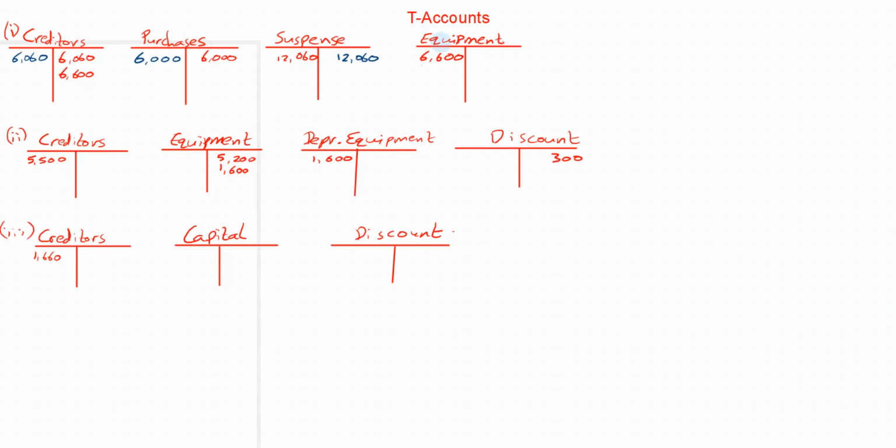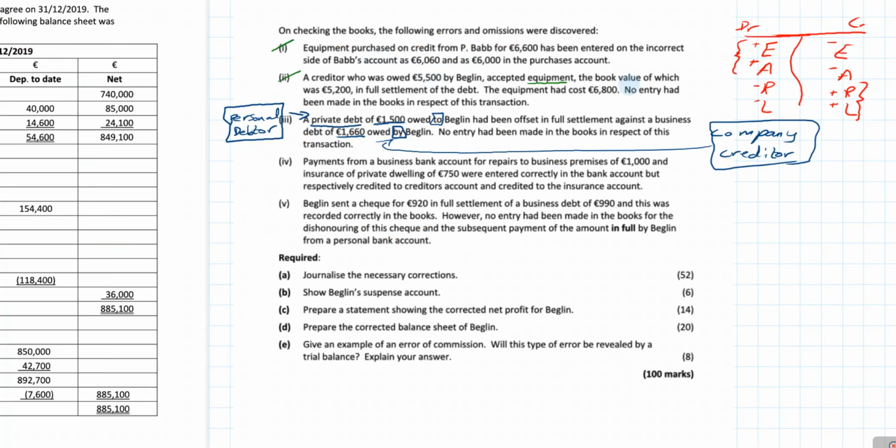So that would be 1,500 is capital, and then the discount is 160. So it's a positive discount. If my creditor is giving me a discount, that is a revenue. So that would be a credit entry. And that is that bit. So not too tough. That's that one done.